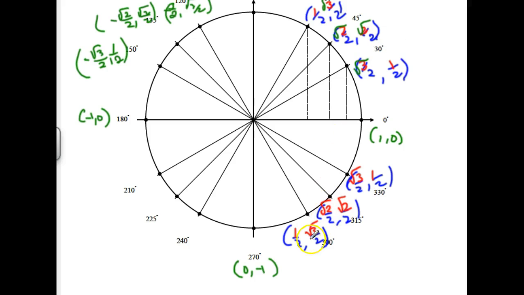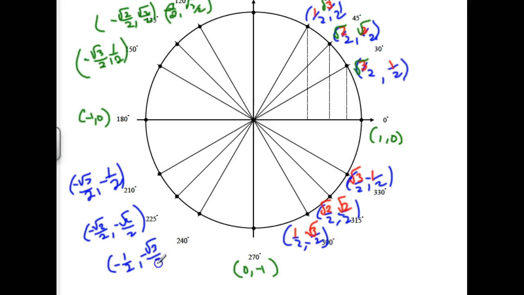And because I'm in the bottom, here my y values are negative. And on this side, we're doing the same exact thing, but now both of them are negative, because remember, on a coordinate grid, this is negative x, that's negative y. So this 210 is actually negative radical 3 over 2 comma negative 1/2. This will be negative radical 2 over 2, negative radical 2 over 2. Negative 1/2, negative radical 3 over 2.